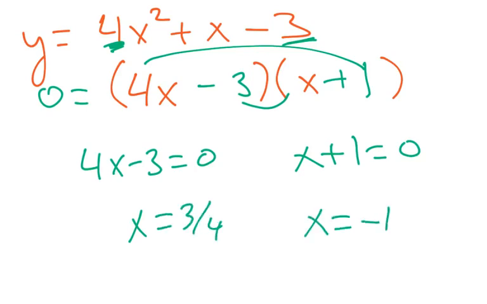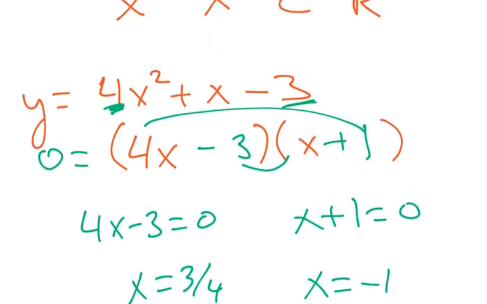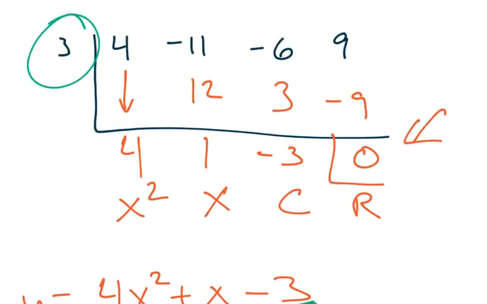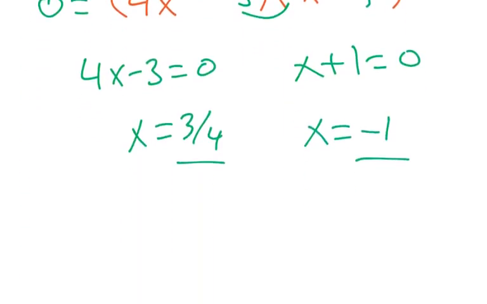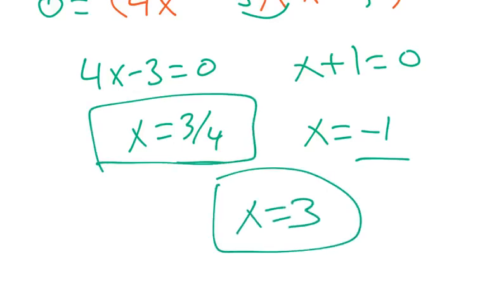So what are my zeros? There's obviously 3 fourths and negative 1, but don't forget the beginning one, which is 3. So we'll also include x equals 3. And those are our answers. Hopefully that makes sense, and I'll see you all in the next video.